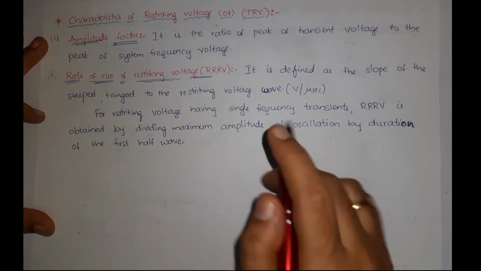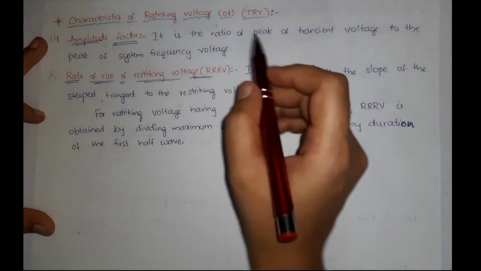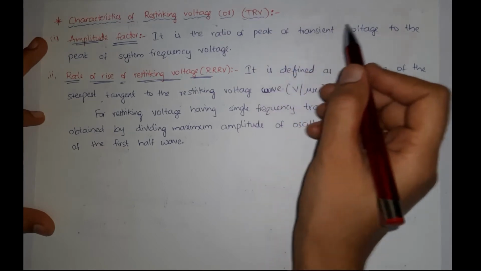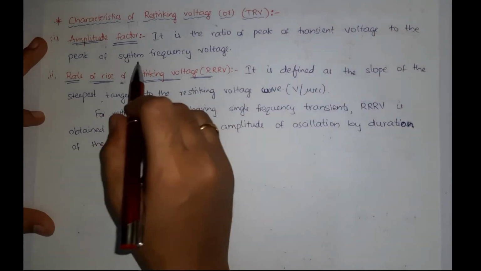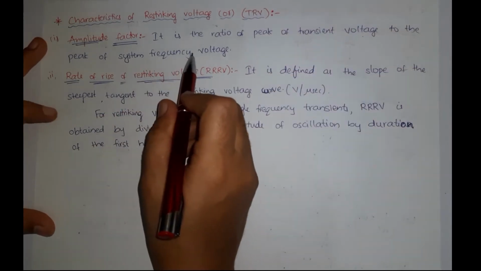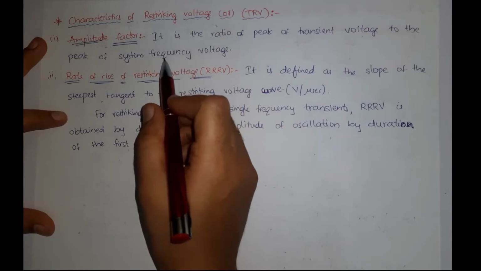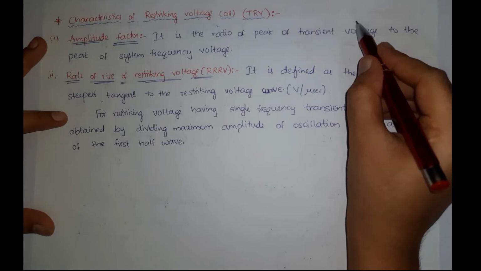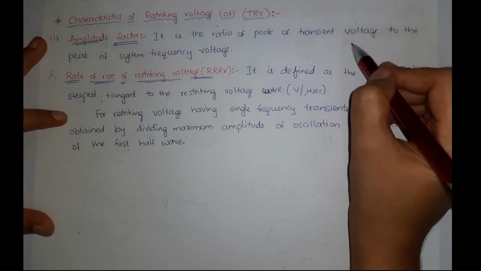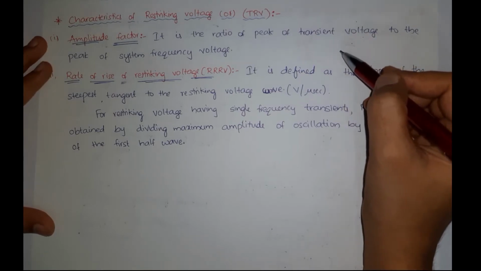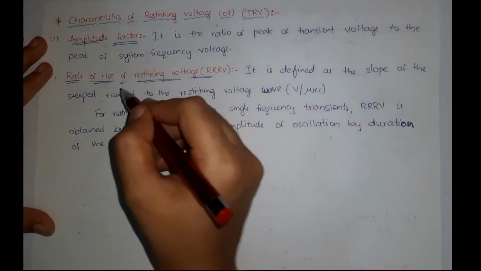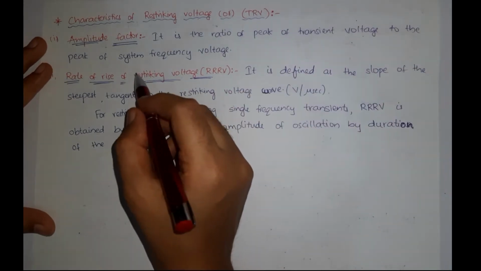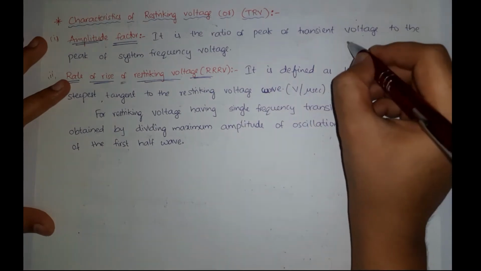So this amplitude factor is nothing but a ratio of the peak of the transient voltage to the peak of the system frequency voltage. Right. At what point that maximum peak of transient voltage is appearing, divided by the peak of the system frequency voltage. What is the difference? That is nothing but the amplitude factor. Let me show you here.